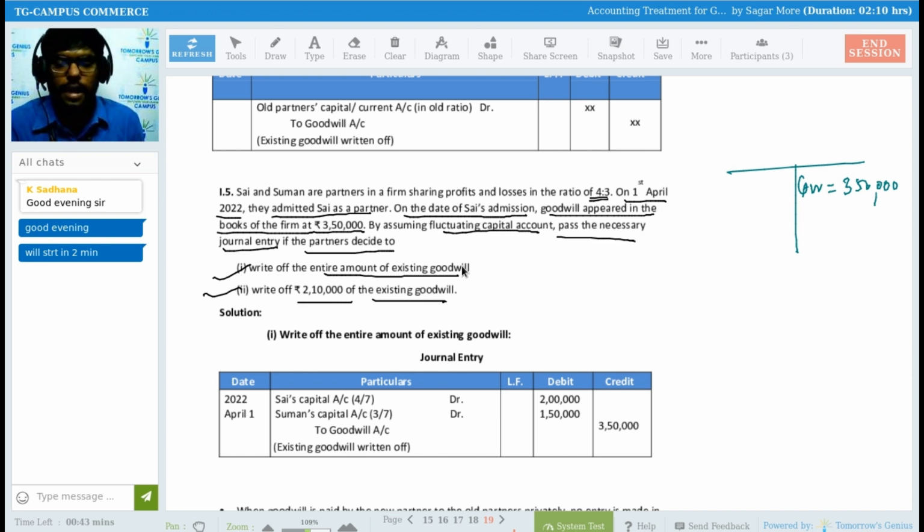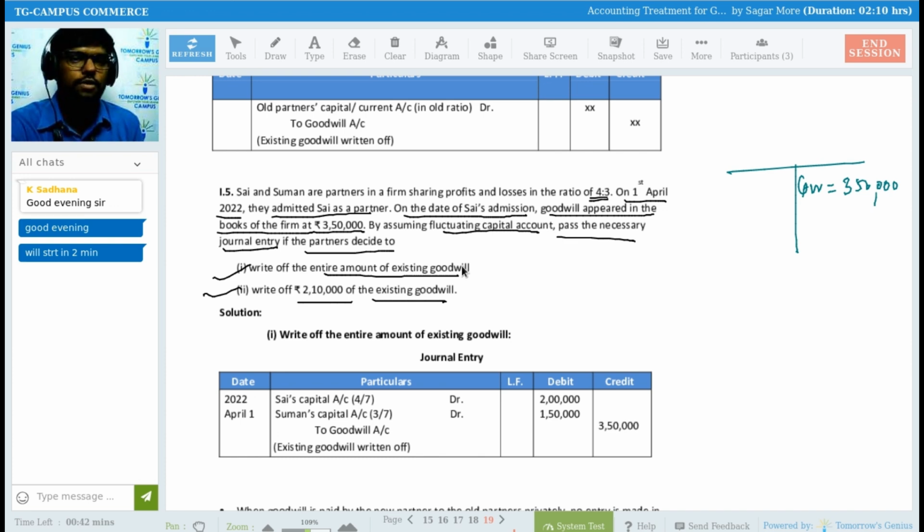3,50,000 rupees of goodwill was already there on the balance sheet asset side. Sir, in such a scenario, what do we have to do? In such a scenario, they decided two things. Basically, two sub questions are given. First question is: write off the entire amount of existing goodwill.